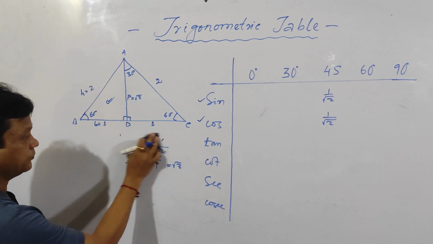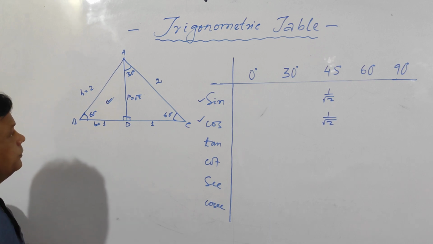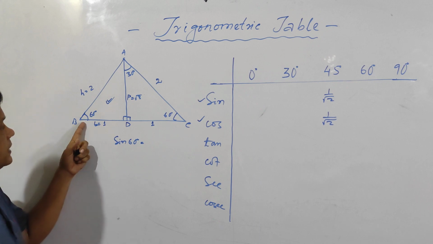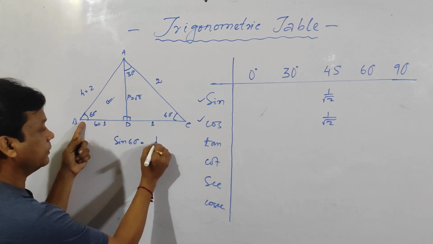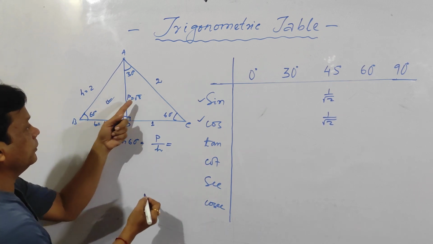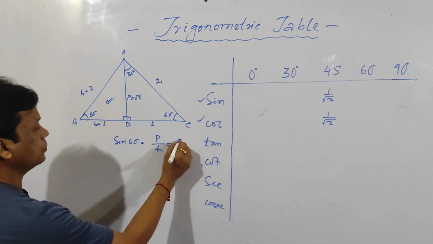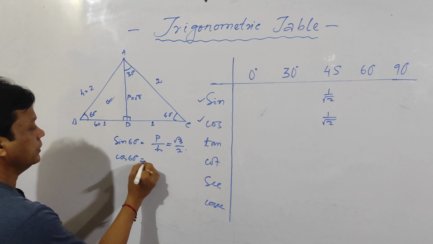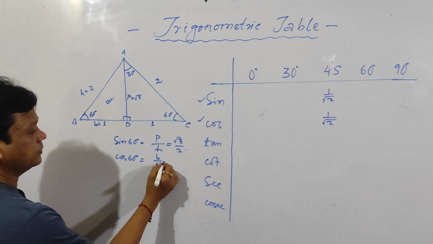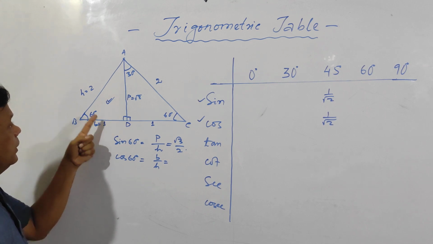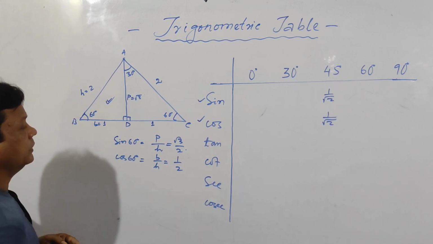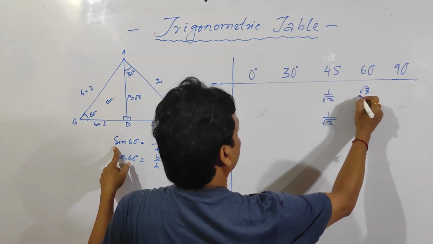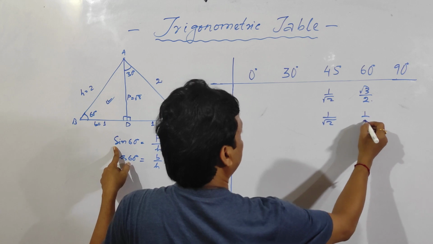Clear? Now see here. So what is the value of sin 60? What is your formula? Your formula is P by H. So here P is root 3, H is 2. So root 3 by 2. And what is cos 60 degree? It is equal to B by H. What is B here? 1. 1 by 2. So it is 1 by 2. That means sin 60 is 1 by 2. Sorry, root 3 by 2. And cos 60 is 1 by 2.